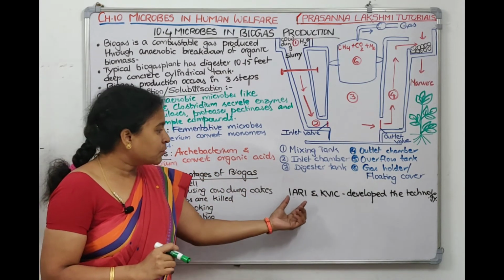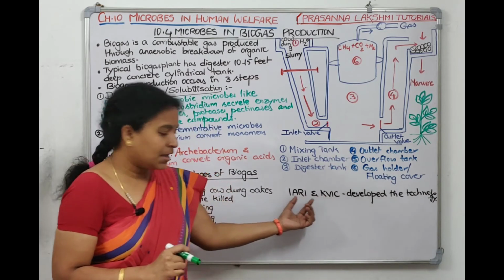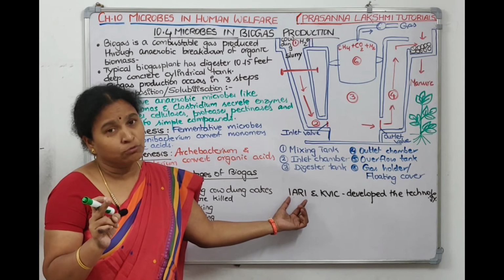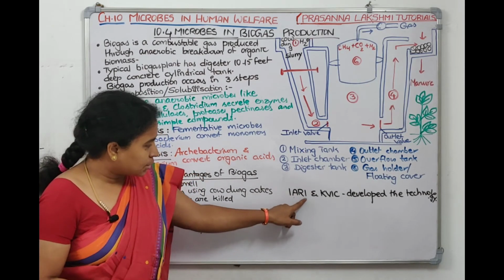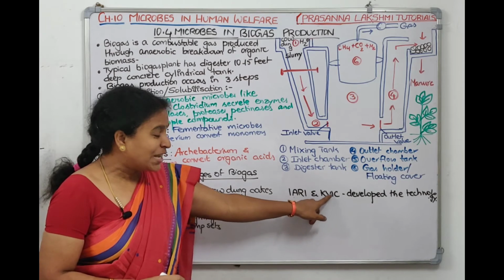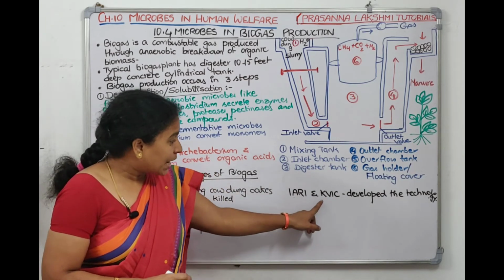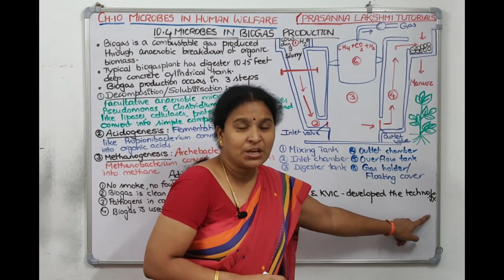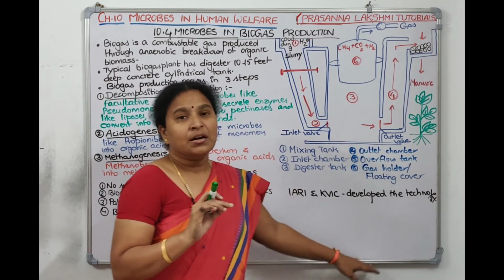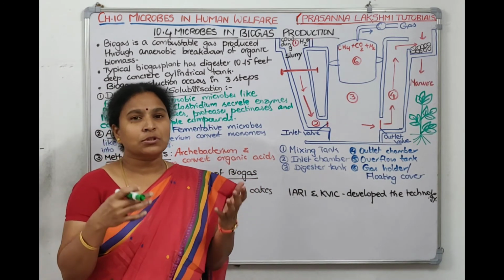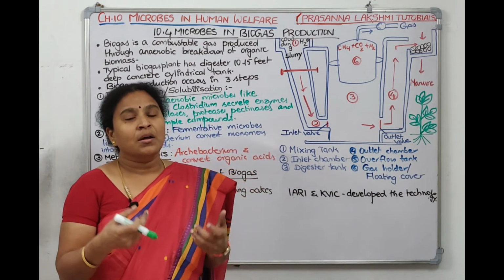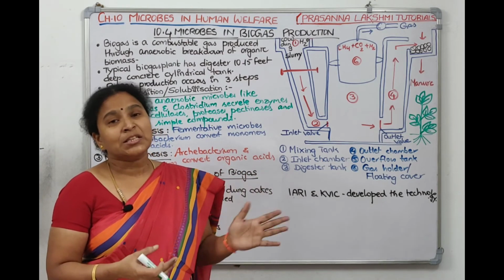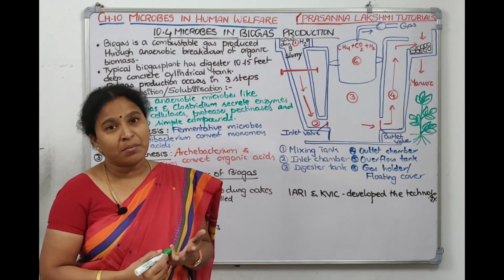Now what are the full forms of IARI and KVIC? IARI stands for Indian Agricultural Research Institute, and KVIC is Khadi Village Industries Commission. They developed the biogas technology and introduced it in the villages. Earlier, people in villages used cow dung cakes and wooden logs to generate the flame to cook. Now with this biogas, their health is improved and the environment is saved.